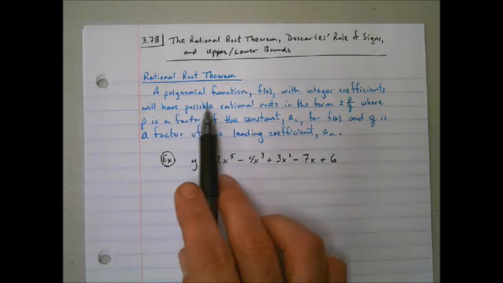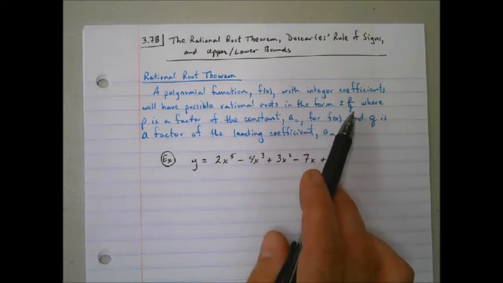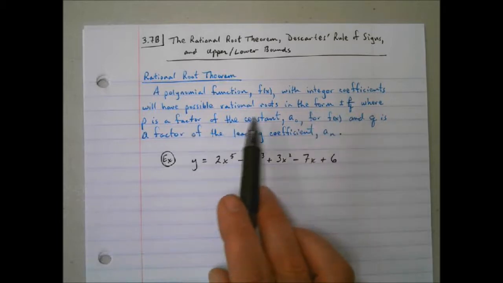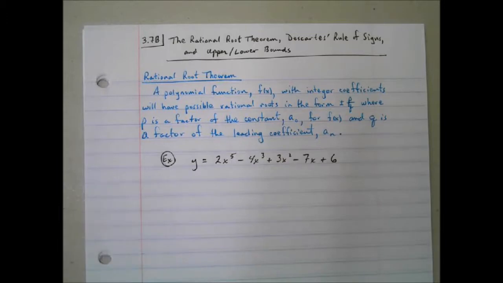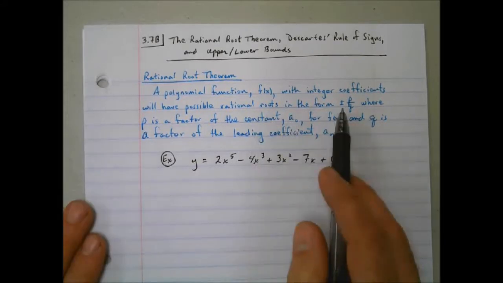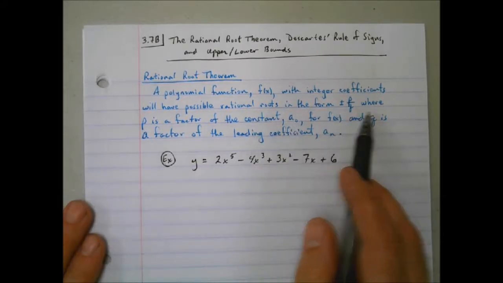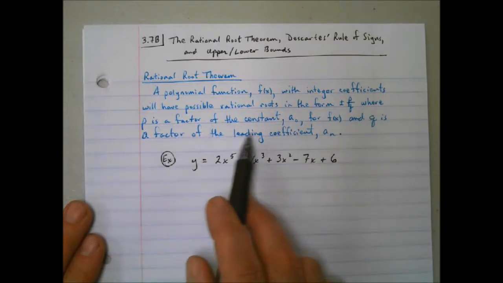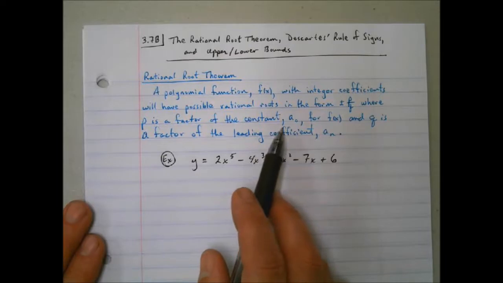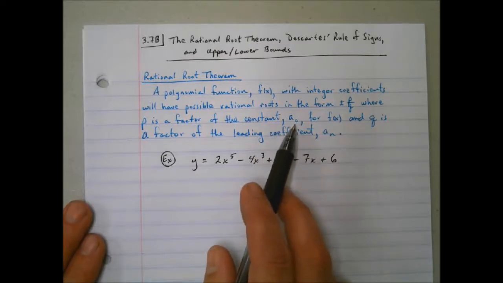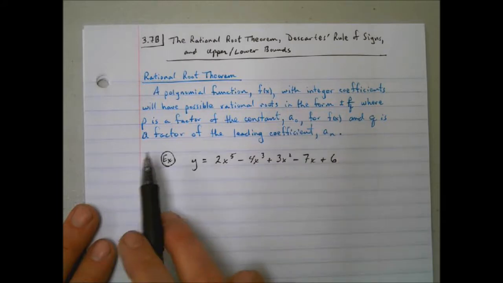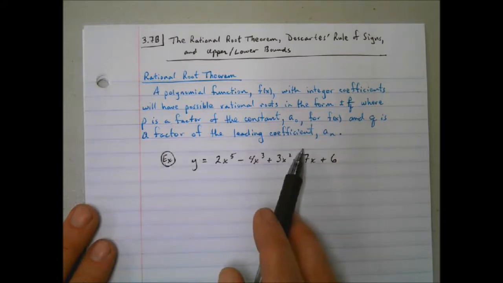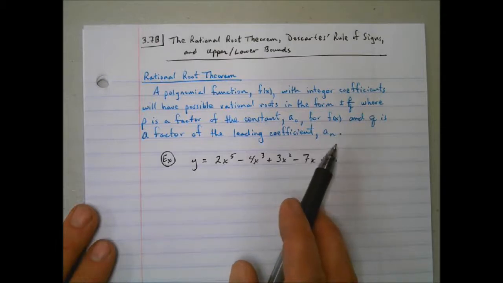If you have a polynomial function with integer coefficients, it will have possible rational roots. Now, by the way, what's a rational? Rational is anything that can be written as a fraction. So it will have possible rational roots in the form of plus and minus p over q, where p is a factor of the constant for the polynomial. If you think back to the general form of polynomials, that's the a sub 0. And q is a factor of the leading coefficient, which in that general polynomial is the a sub n term.